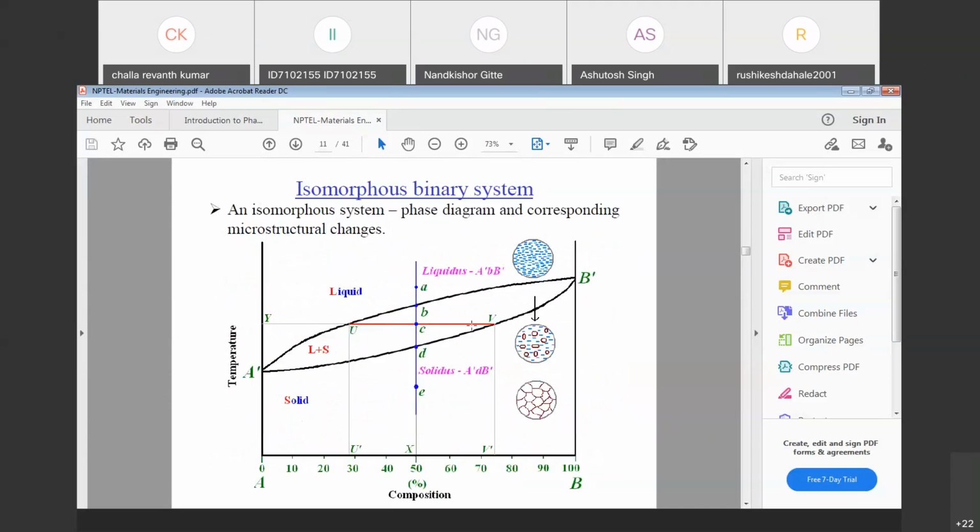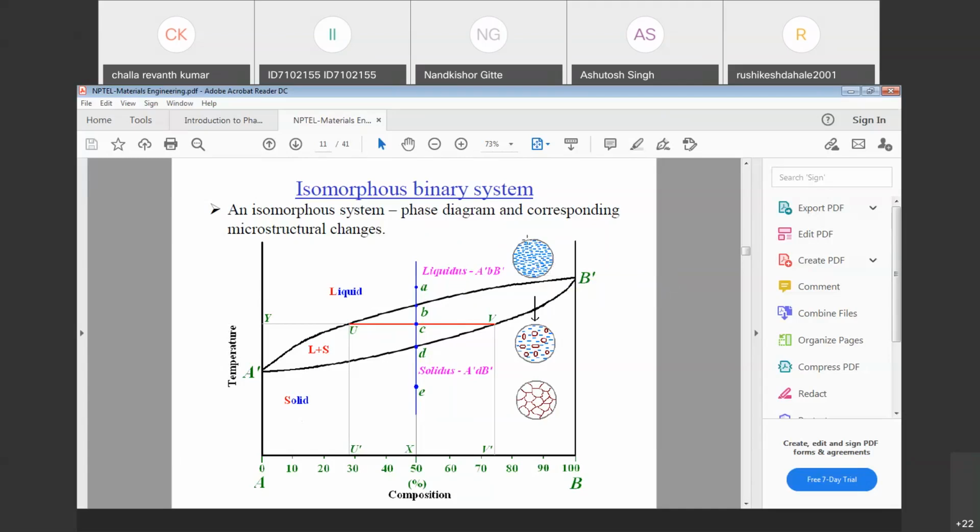So now, how does the microstructure change? Here, suppose in the liquid state, you can see its microstructure will be like this. If you take any liquid form and check it under a microscope, you will find its microstructure will be like this, very much distributed, no solid, small particles distributed throughout its area, correct?